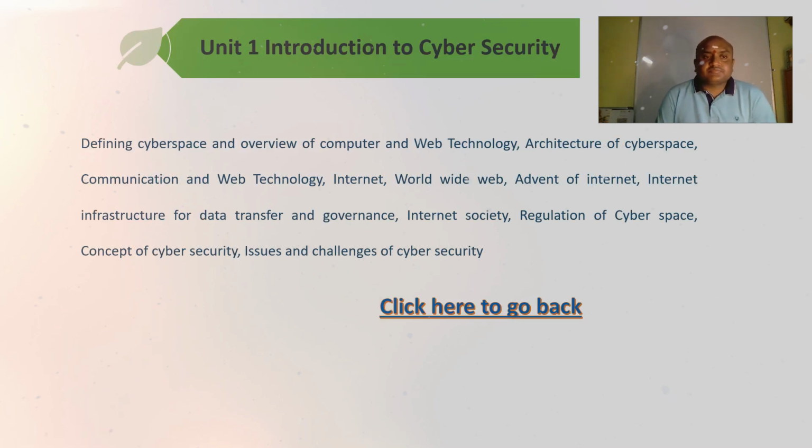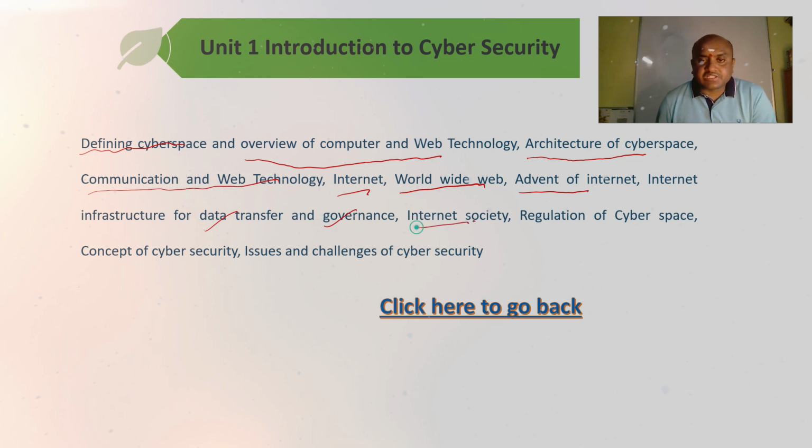So this is the first unit. In this we are going to learn about the definition of cyberspace, and the next topic is overview of computers and web technologies. Next we will start with architecture of cyberspace, and next communication and web technology. Then internet, World Wide Web, that is www, advent of internet, and then internet infrastructure for data transfer. Then governance, internet society, regulations of cyberspace and concepts of cyber security, issues and challenges of cyber security.